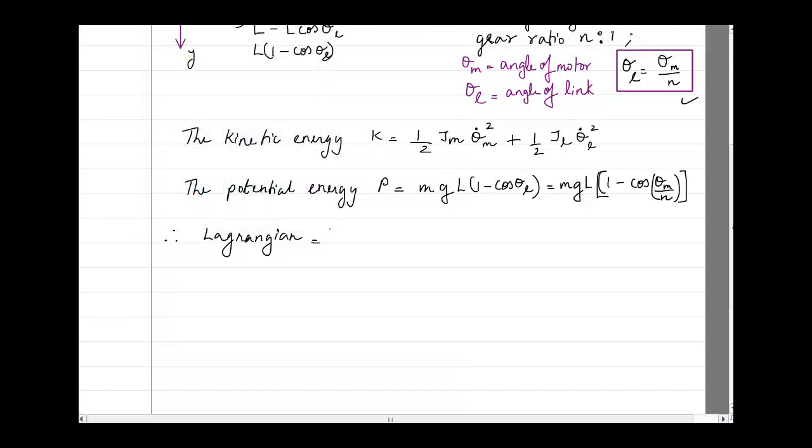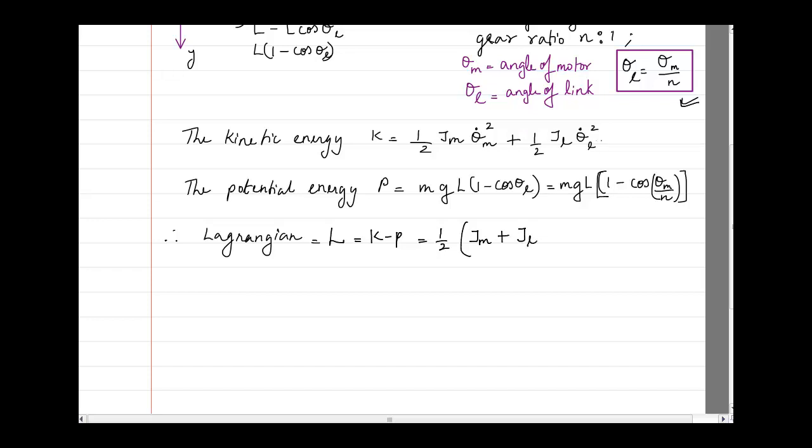Okay, the Lagrangian is going to be this, K minus P, which comes out to be half. Now I can take half outside commonly. Similarly, here theta L, I can write it as theta m by n, correct? So that theta m also can go outside, so I will write this as Jm theta m dot, I will take outside, plus Jl, half has gone outside.